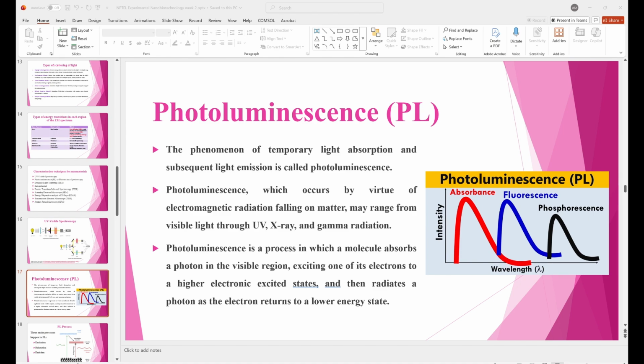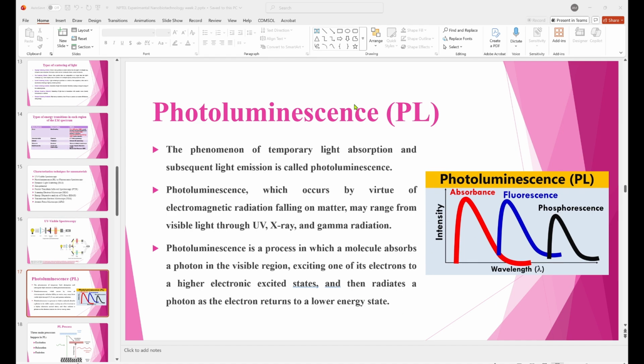Okay, so PL is a process in which a molecule absorbs a photon in the visible region, exciting one of its electrons to a higher electronic excited state, and then it radiates a photon as the electron returns to a lower energy state, because excited states are unstable. If the molecule undergoes internal energy redistribution after the initial photon absorption, the radiated photon is of longer wavelength, that is lower energy, than the absorbed photon. Okay, so here you can see the valence band. This is the band gap energy. So the wavelength of the luminescence photon corresponds to your band gap energy.